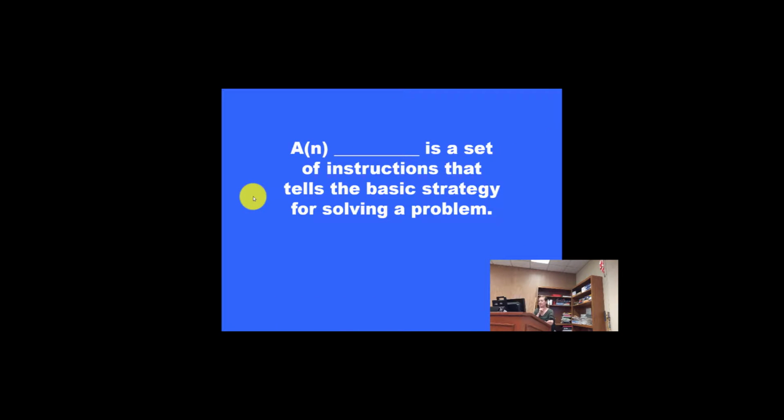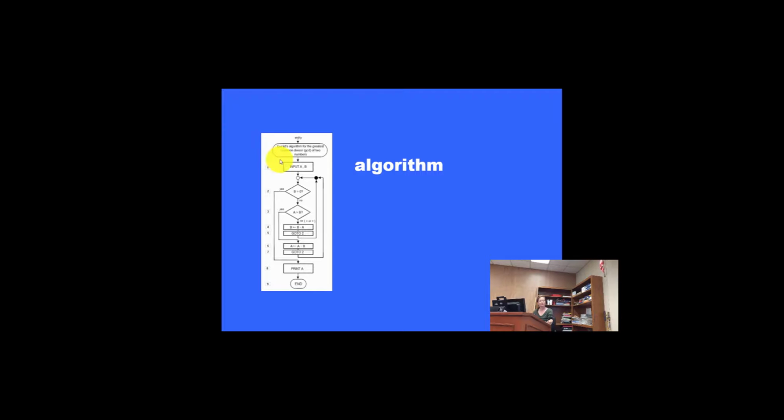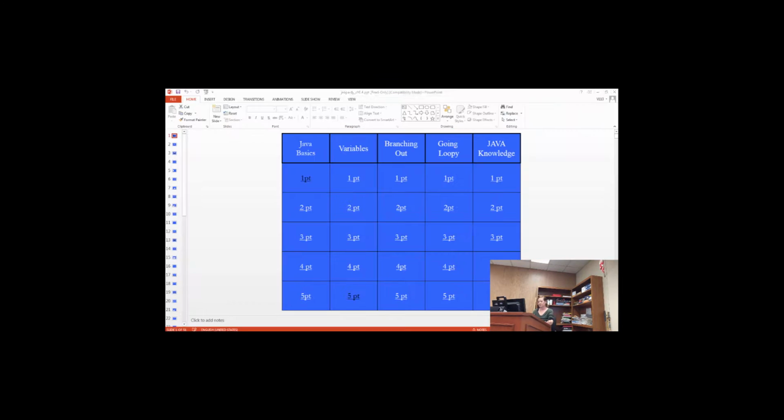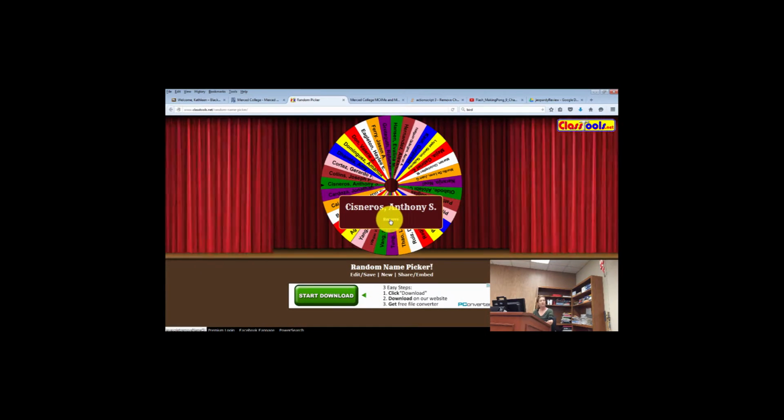A blank is a set of instructions that tells the basic strategy for solving a problem. Actually, this semester we haven't really gotten to this yet. We used to start off a lot. It starts with an A. It's 4 syllables. What do you think it is? Algorithm? It is an algorithm. So that's what computer science is. It's the study of algorithms. We need to start getting into our algorithm building, writing our algorithms. Here's a flow chart of an algorithm. Yeah, we need to start writing our algorithms out.